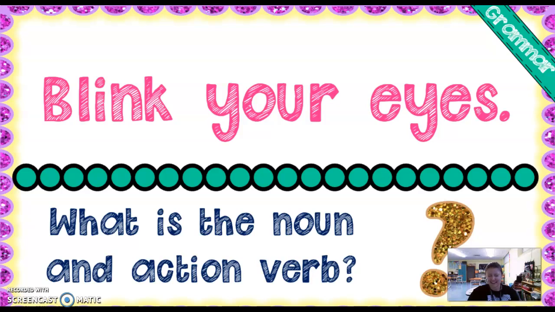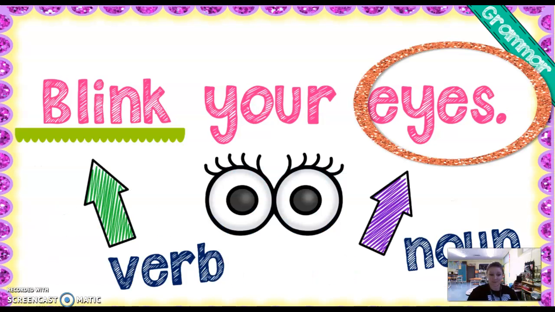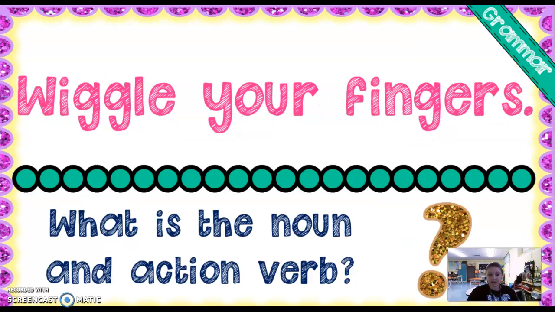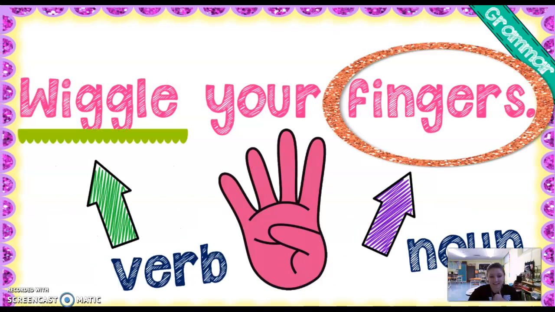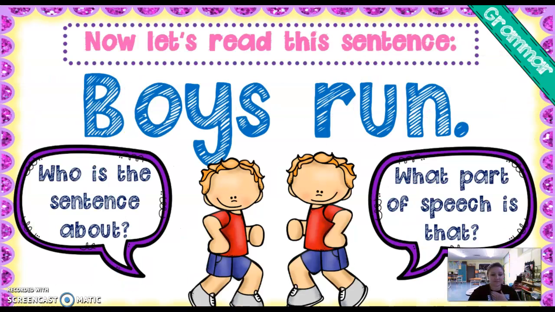Blink your eyes. Go ahead. What is the noun? What is the action verb? Our noun is the word eyes. They are things. And our action verb is blink, something that you do. Wiggle your fingers. Our action verb is wiggle, and our noun is fingers. Good. Now let's look at this sentence. Very short sentence, but still a sentence.